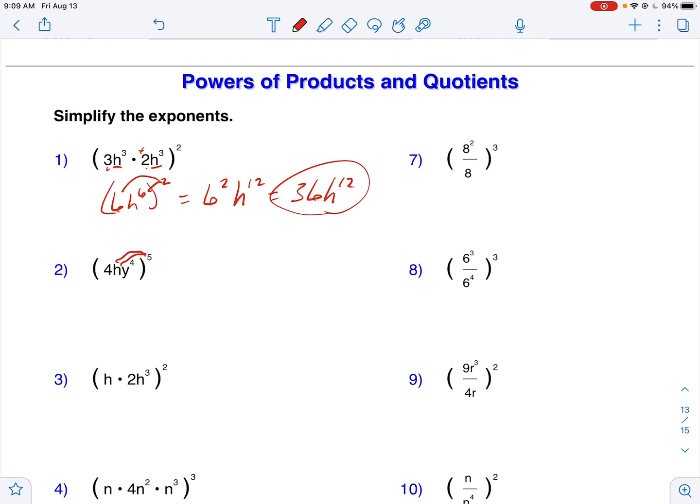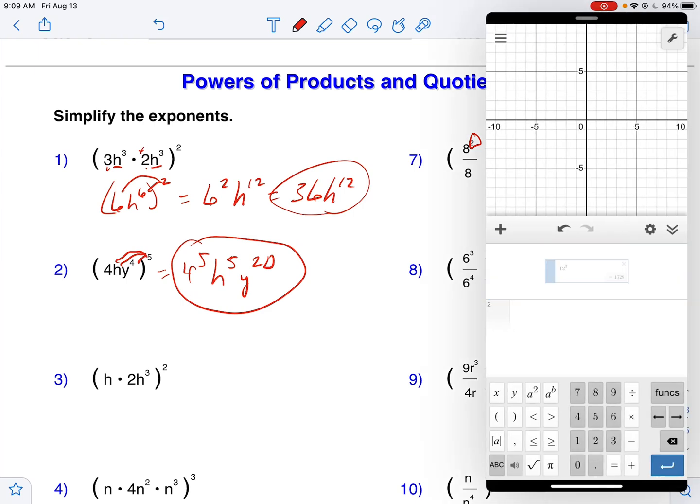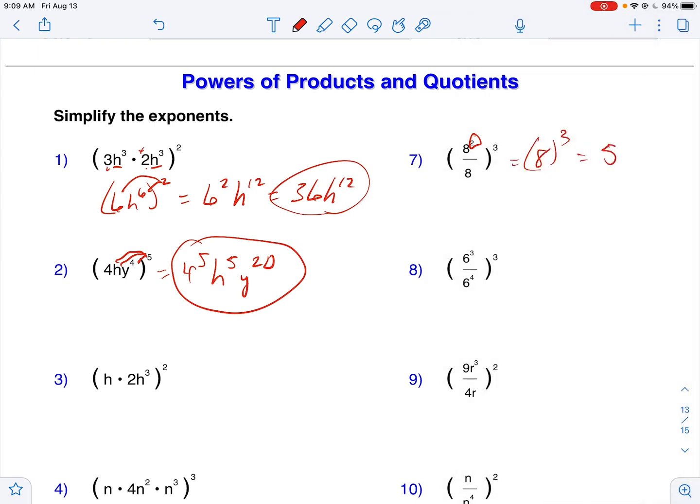4 to the 5th, h to the 5th, y to the 4 times 5. So 4 to the 5th, h to the 5th, y to the 20th. And you can leave 4 to the 5th. It's bigger than to the 3rd. The 2's bigger. 2 minus 1, just an 8. 8 to the 1st. To the 3rd. Whatever 8 to the 3rd is. Let's see. 8 to the 3rd. 512.